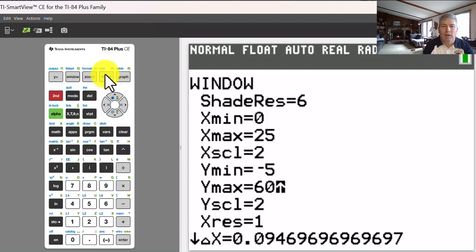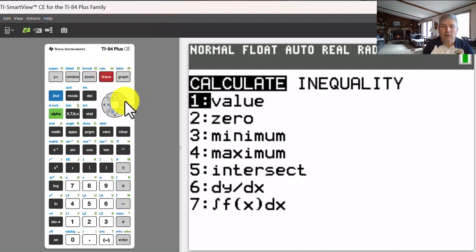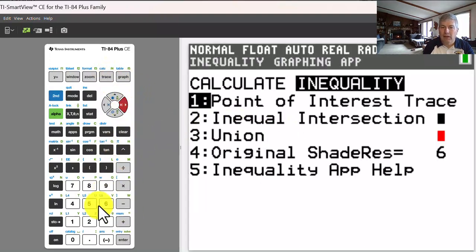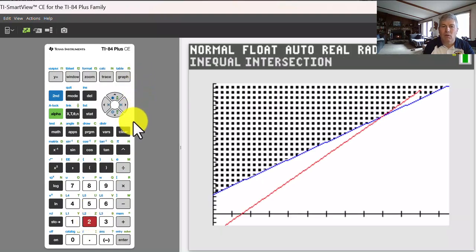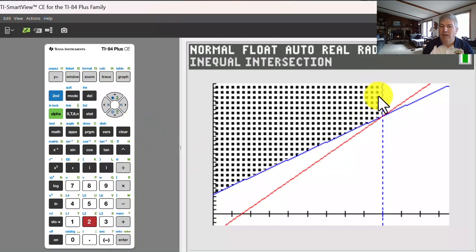I'm going to hit second calc. I'm going to go over to inequality, and I'm going to find the intersection of these inequalities, and I hit graph, and sure enough it verifies my solution set where the blue line here, I've got 18, I've got x is less than 18, and I'm above the blue line, which is my 2x plus 9 line.